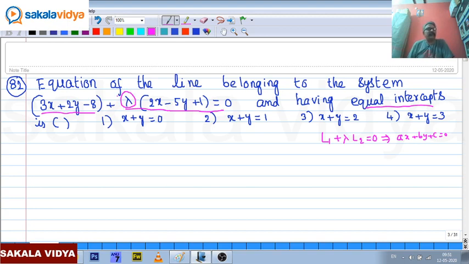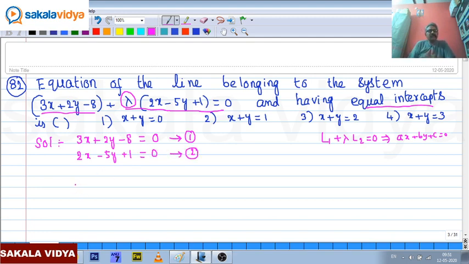So that will be very lengthy. That's the board examination method. But here I do one thing. So here L1 is equal to 0, write down first. That is 3x plus 2y minus 8 equals 0. Say equation 1. Second equation is 2x minus 5y plus 1 equals 0. Solve these two equations.